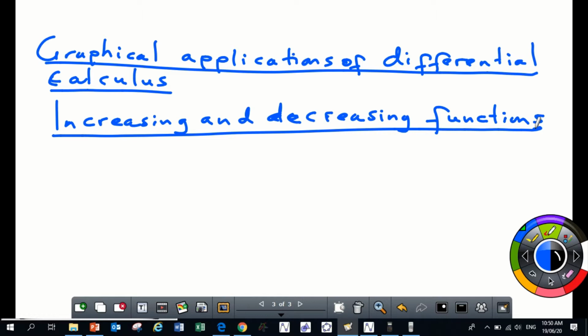Now, in general, in the lower grades, that is 10 and 11, an increasing function is a function such that as the x values are increasing, the y values are also increasing. That's a simple definition from lower grade. A decreasing function is one whereby as x increases, y decreases. Now, in this grade, we are going to define an increasing and a decreasing function based on gradient. So, let's talk about increasing functions.